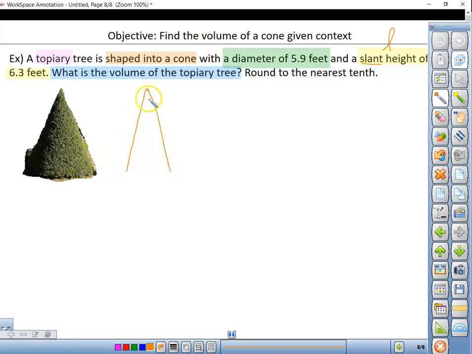So you can draw a cone by almost drawing a triangle, but at the bottom, curving it to look like a circle. So what this is telling us is that our diameter, remember diameter goes all the way across the middle of the circle, like so. That's our diameter, which is 5.9 feet. And we have a slant height, which would be on the slanted edge from the apex down to the circumference of the circle here. That's our L, slant height of 6.3 feet.